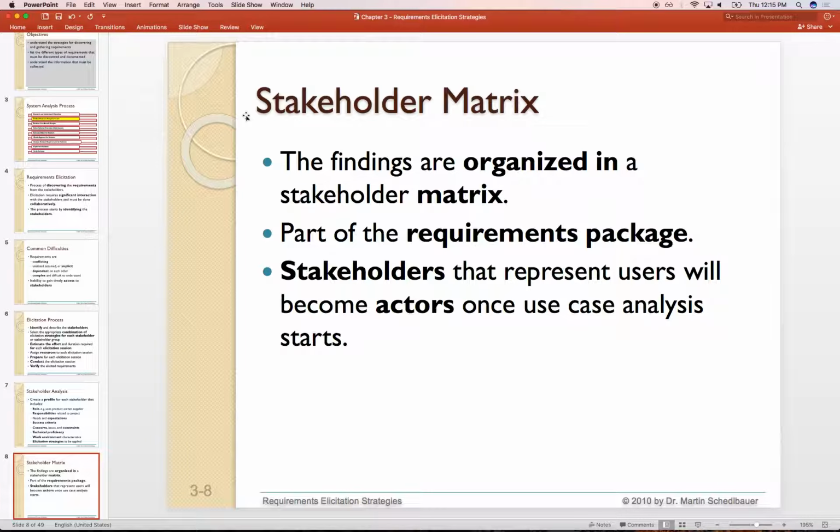So the matrix, this organizational matrix, is one of the multiple documents that are going to make up what we're going to refer to later on as the requirements package. The requirements package is going to have use cases, the matrix, the functional requirements. Yes? What does the actors mean here? Anybody who interacts with the system. Oh, okay. Yeah, same thing as the use case, right?